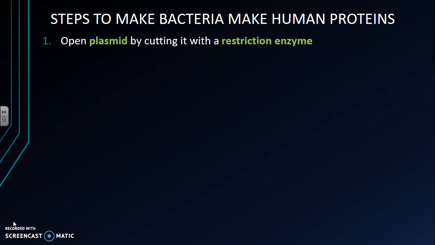Okay, so the first step is to open the plasmid by cutting it with a restriction enzyme. Next week sometime, depending upon all this snow ridiculousness, we are going to actually simulate this. So this will make a little bit more sense after we simulate this. But the first step is to open the plasmid, remember it's a circle, and cut it with a restriction enzyme once so that it opens up.